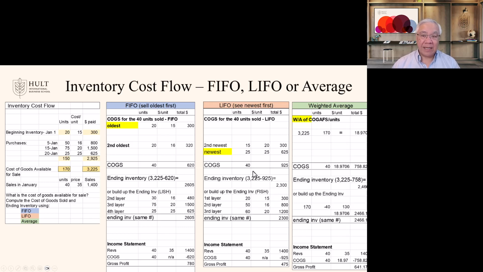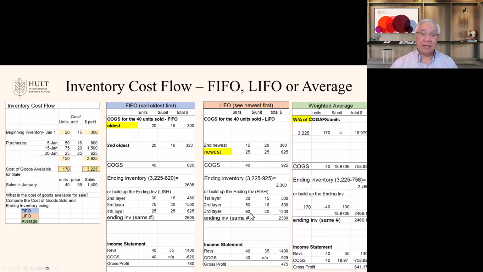We could do the same calculation we did previously. 3225 minus 925 equals 2300. That's a shortcut. The long way is we just build it back up. The first layer is still here. That's the 20 for 300 bucks. The next layer on January 5, it's still here, which is 50 units at 16 is 800. But of the 75, there's 75 minus 15 or 60 remaining. So 60 times 20 is 1200. Add those together and voila, it's the same. It has to be. So it all squares up and we did it right.